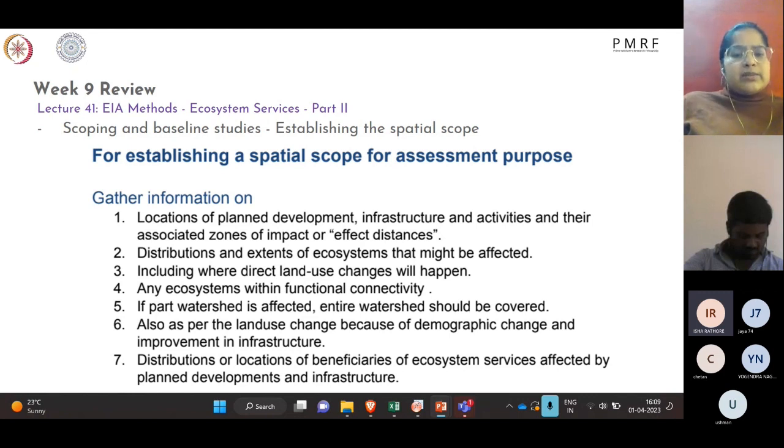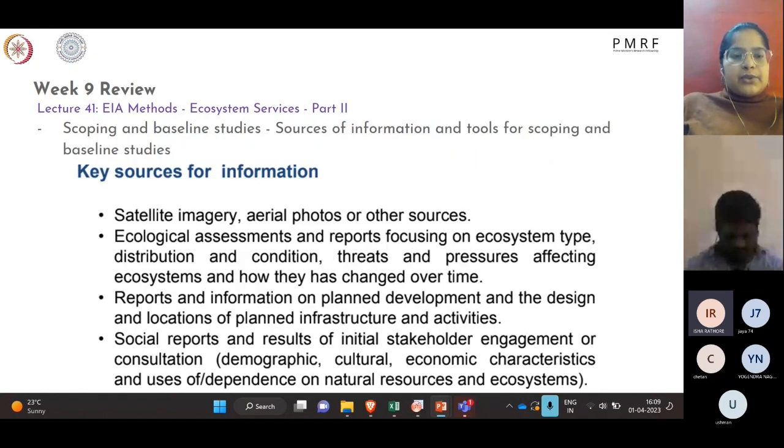And any ecosystems with functional connectivity, and if a watershed is affected, then the entire watershed should be covered. And land use changes because of demographic change and improvement in infrastructure. Also, distributions of locations of beneficiaries of ecosystem services which are affected by planned development and infrastructure. So these are all of the things which you need to consider when doing the spatial scope or the space-based analysis for your ESR, or environmental service review. Ecosystem service review, sorry.